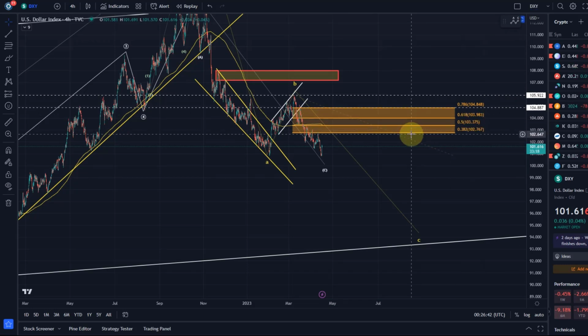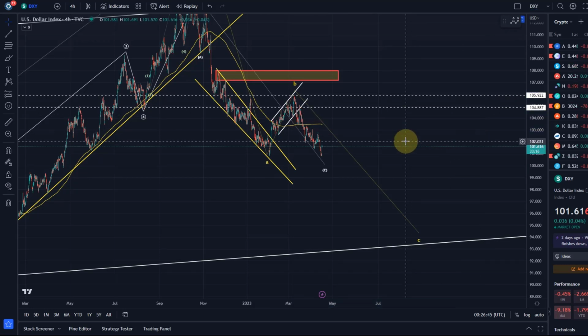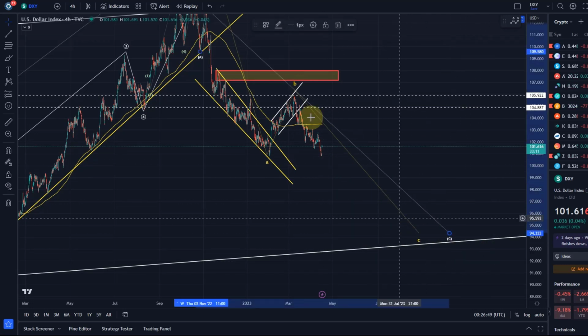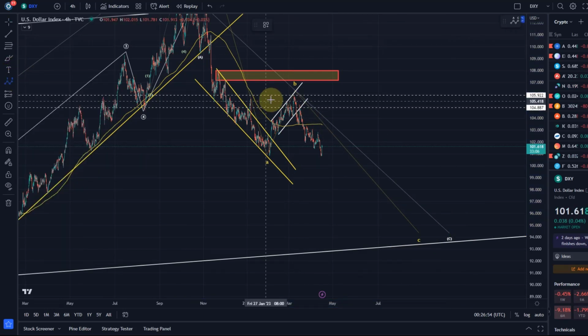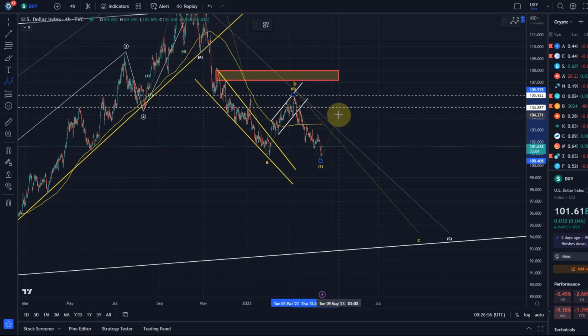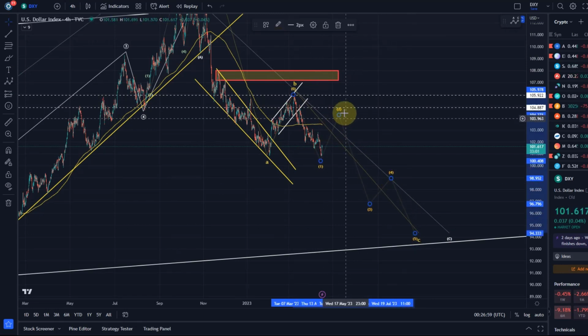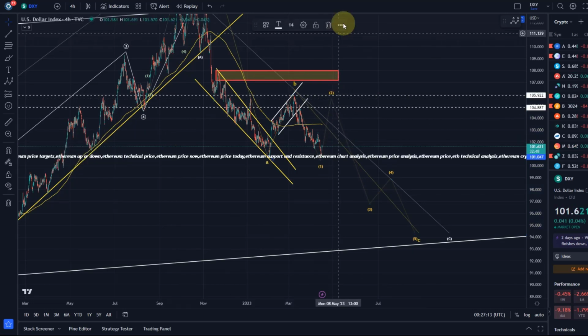Why is that the case? That's the case because in a C wave here, we are looking for 5 waves, and these 5 waves should unfold as follows, something like that: 1, 2, 3, 4, 5. This wave 2 should ideally not retrace more than the 78.6 retracement. So ideally it should not retrace more than $105 basically. If it does, it's more likely that it's not this count and something else is going on.